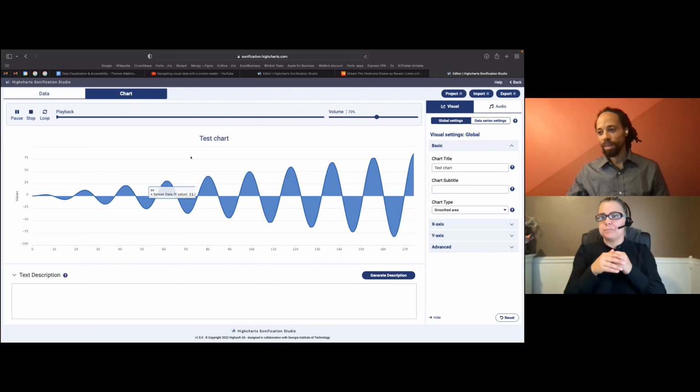That's just a basic example that comes from this Highcharts playground that allows people to plug in data and to sonify it.